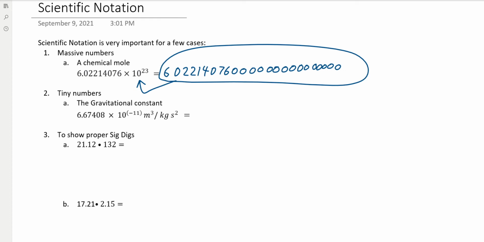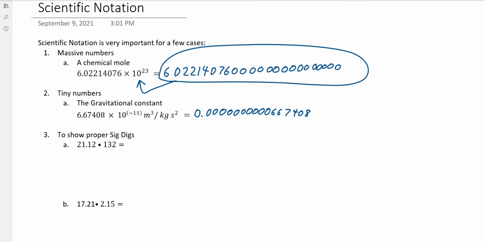All right, same thing can be true about small numbers, tiny numbers like the gravitational constant, which is times 10 to the negative 11, which means that we have to go like this. 1, 2, 3, 4, 5, 6, 7, 8, 9, 10, 11. Right? So I moved it 1, 2, 3, 4, 5, 6, 7, 8, 9, 10, 11. Oh, one more. I made a mistake. There you go.